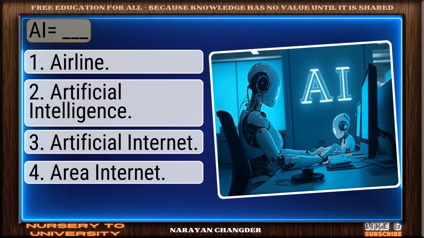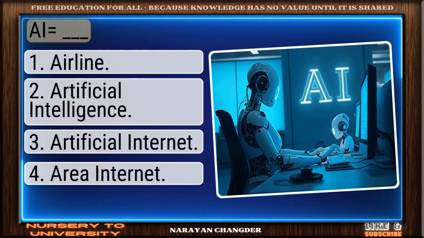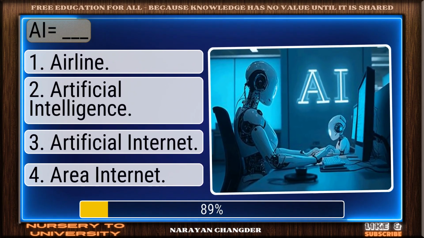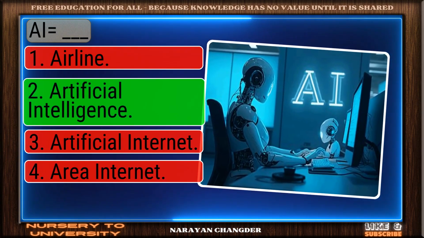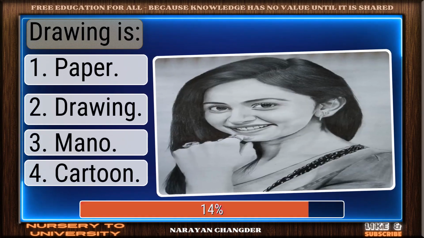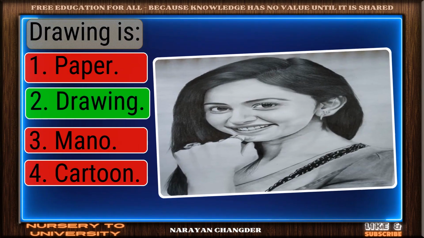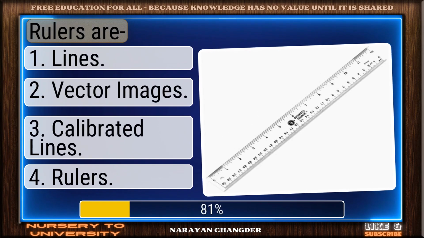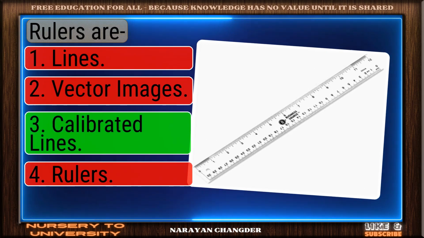Can you solve all these Class 1 Art and Craft Chapter 4 freehand drawing questions? AI stands for dash. Good thinking. Artificial intelligence is right. Drawing is. Nice selection. Drawing is correct. Rulers are. On track. Calibrated lines is correct.